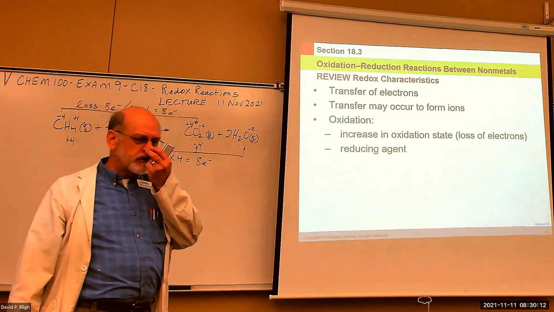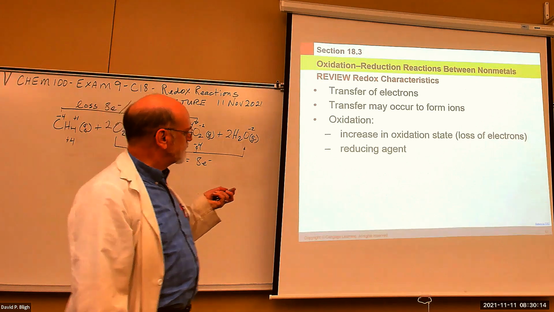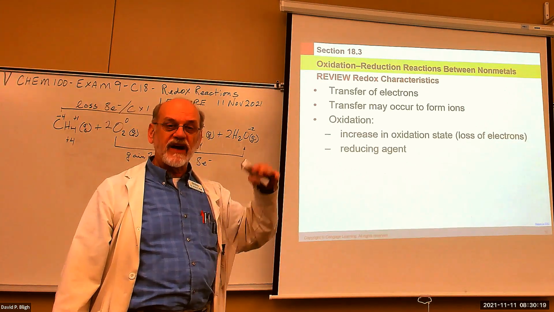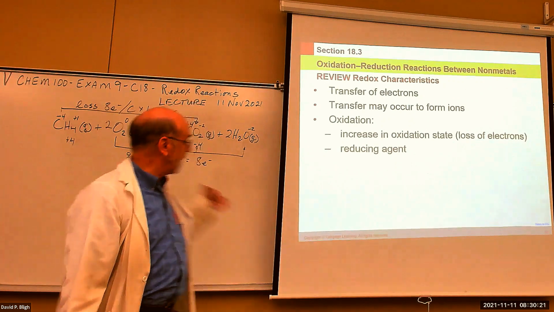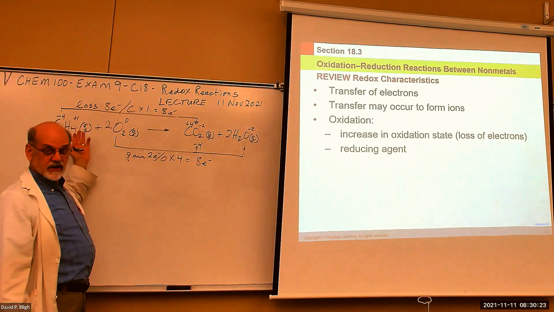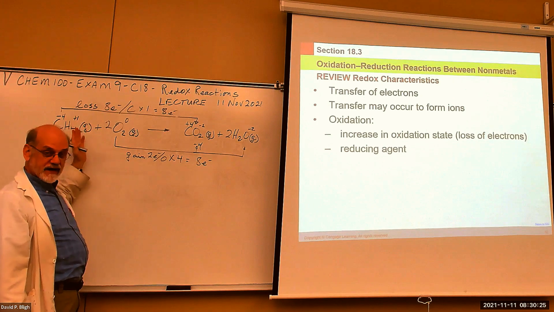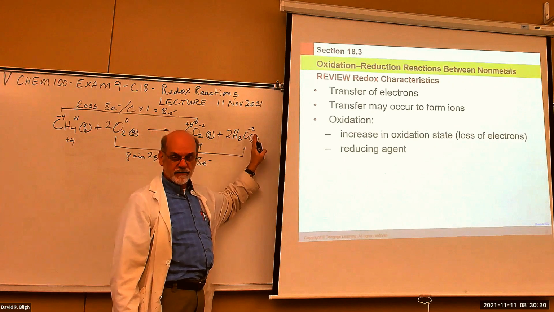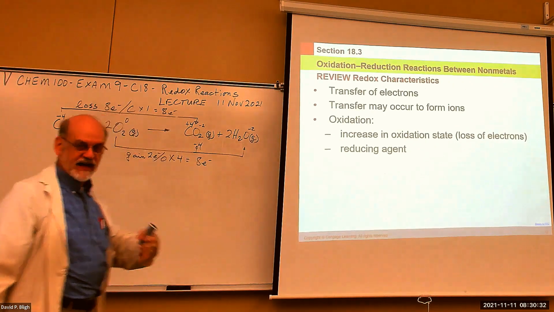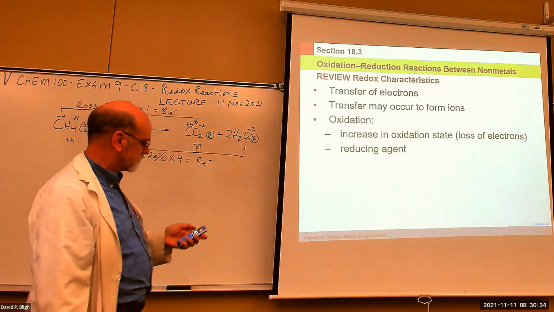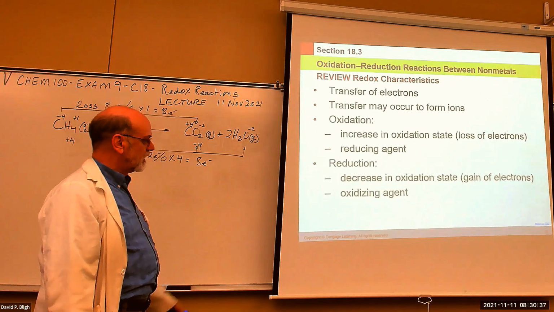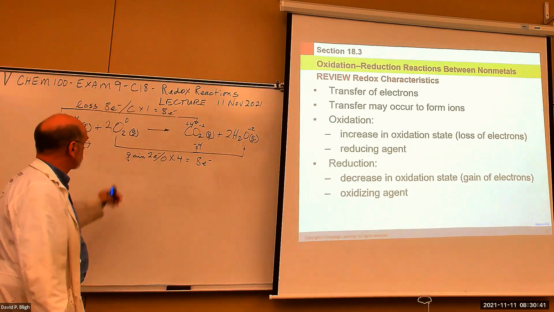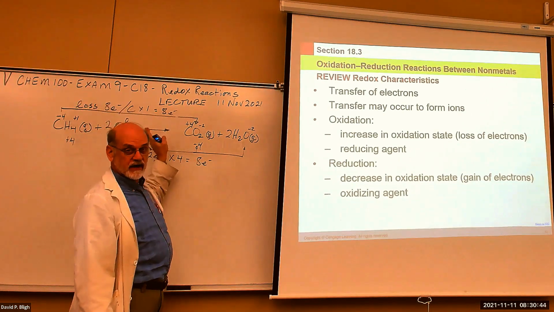Sometimes you'll see it referred to as oxidation is an increase in oxidation state. So that means it becomes more positive. It starts out at -4, then it becomes more positive toward -3, -2, -1, 0, +1, +2, +3, +4. It's becoming more positive. That's oxidation. And reduction would be a decrease in oxidation state. It becomes more negative. So in this case, it goes from 0, -1, -2.